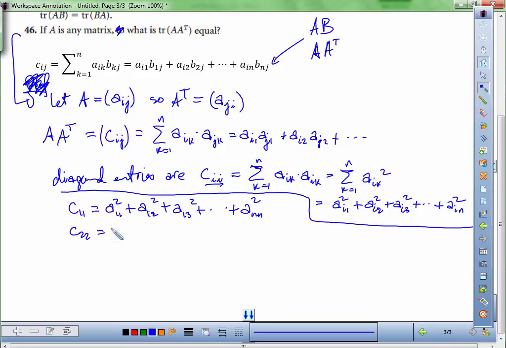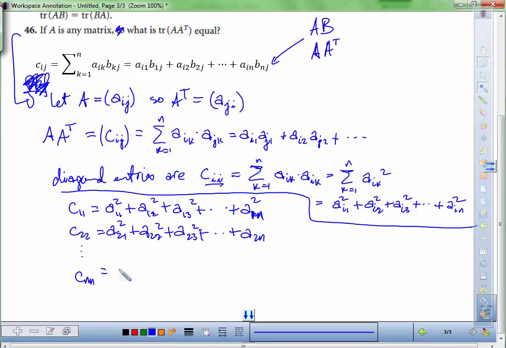C22 is A21 squared plus A22 squared plus A23 squared plus dot dot dot. And then we're going to add up a whole bunch of them, right? Cnn is going to be An1 squared plus An2 squared plus An3 squared plus all the way up to Ann squared.